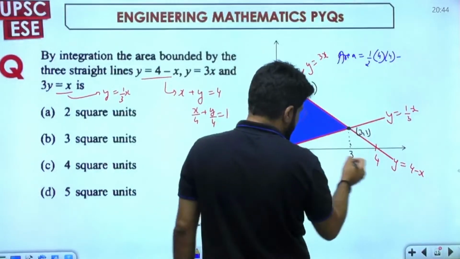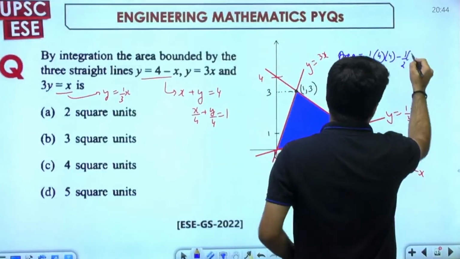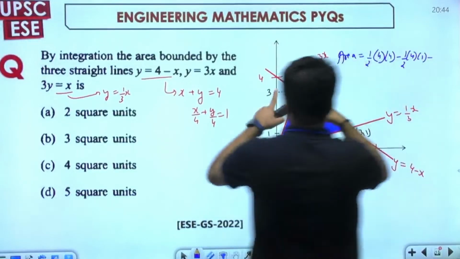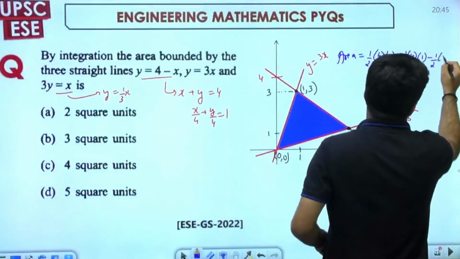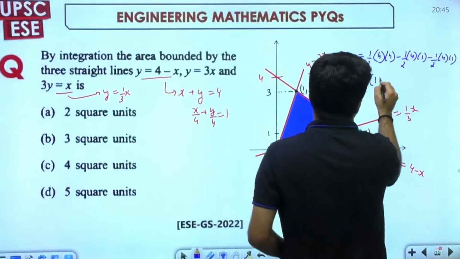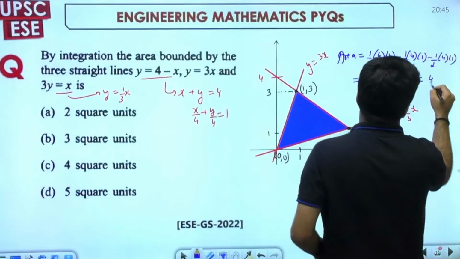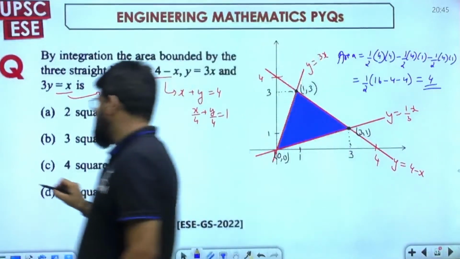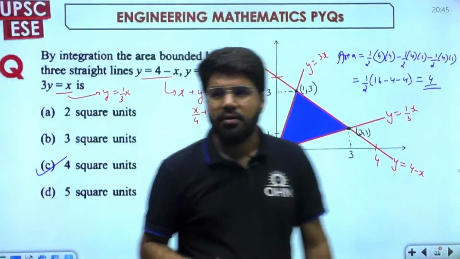We know the base now, 4, and we know the height. Height is 1 unit. So half into base into height. And for the other triangle also base is 4, height equal to 3. Half into 4 into 1. So this is total half. If I take 4 outside, 4 into 4 is 16, then minus 4 minus 4, 8. 8 by 2, the answer has to be 4. Option number C. The way you solve it is also important here.